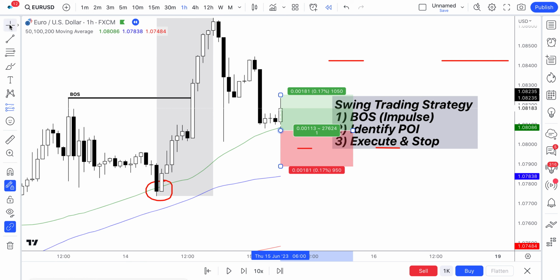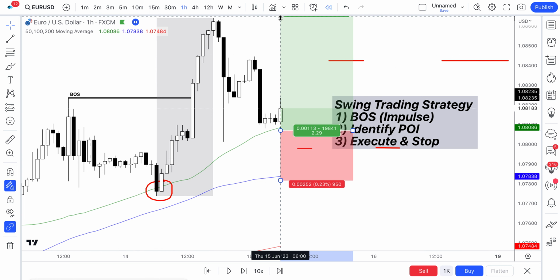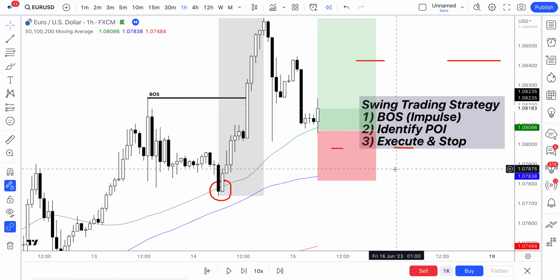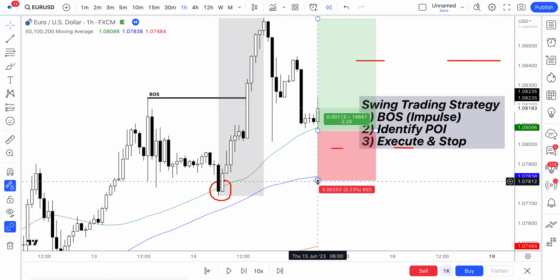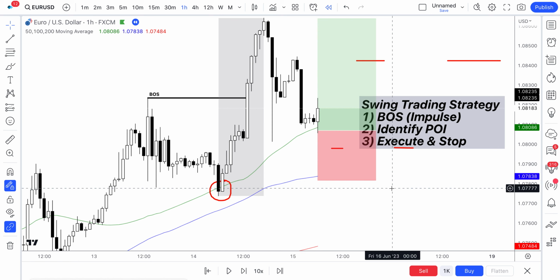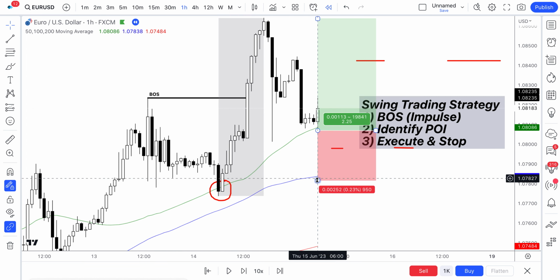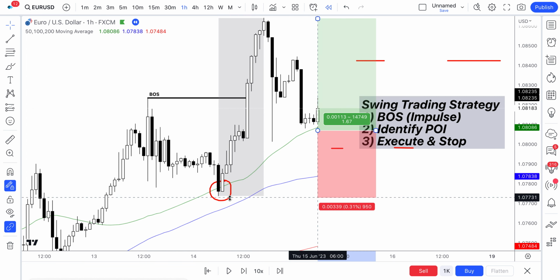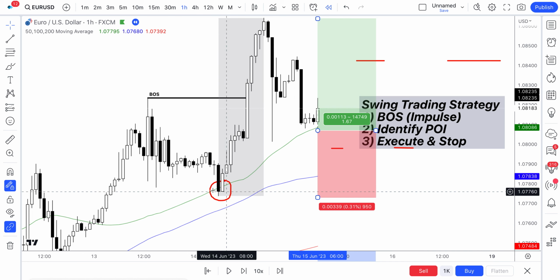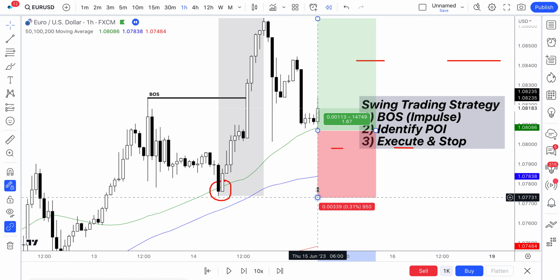So our entry is literally just below the 50 moving average, and our stop loss is around 25 to 30 pips. So this is a swing trading strategy. You can see here, this has given price quite a bit of room to breathe. You can have a very conservative stop loss below this lower high here, before this higher low here, or you can have a stop loss around 25 to 30 pips.